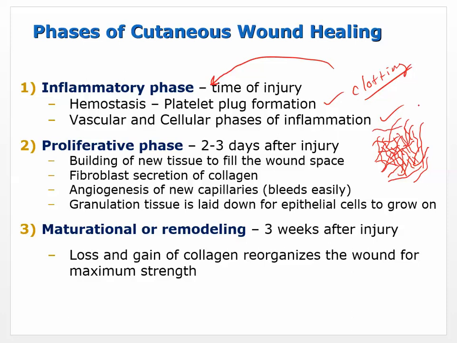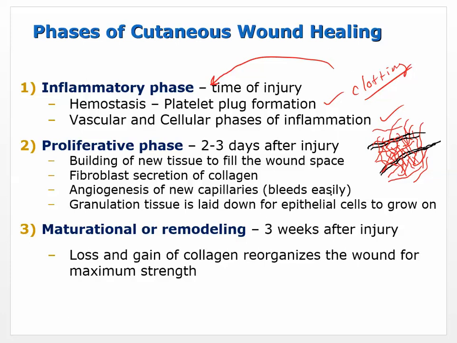So it builds new tissue to fill in that space, but that's going to be scar tissue. That's not functional tissue like it was before. So fibroblast secretion of collagen, angiogenesis of new capillaries. I'm going to have to make my capillaries black. But capillaries can form, that's angiogenesis, to give a blood supply to the area where it's being formed. Okay, so you have blood supply there.